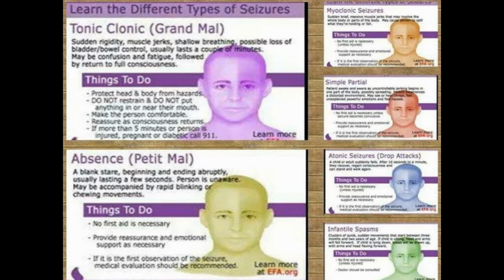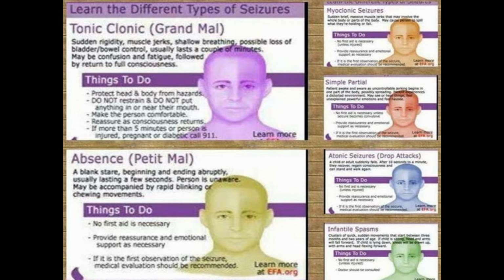There are several different types of seizures, and we're going to cover this in chapter 48 of MedSurg, and you can look there for more information. The 2 main types that are listed here are tonic-clonic, which are grand mal seizures, and then absence, which is a petit mal seizure. On a tonic-clonic seizure, you have sudden rigidity, muscle jerking.